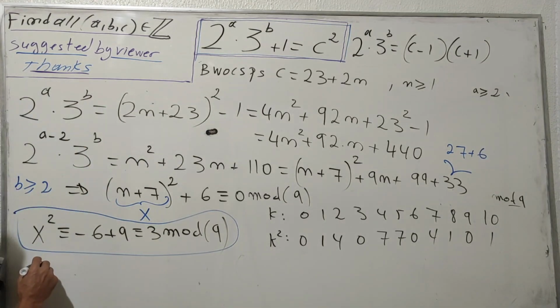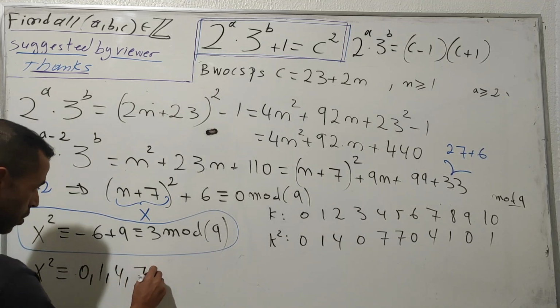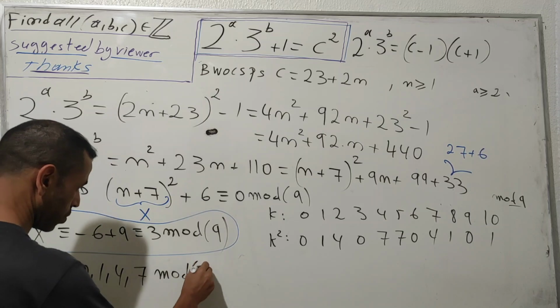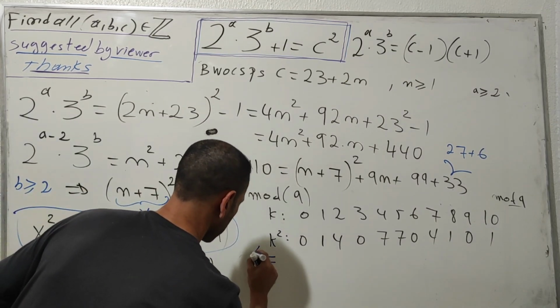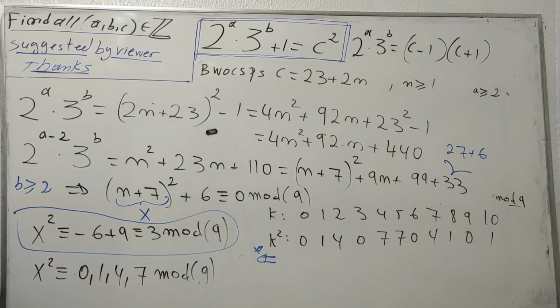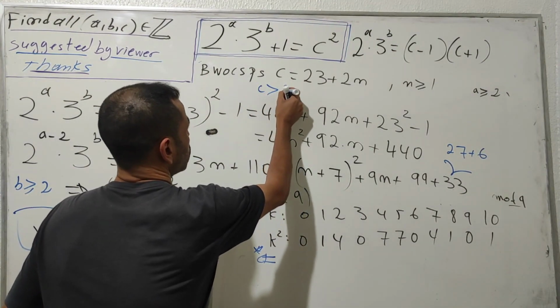So we find here that the perfect square x squared is always congruent to 0, 1, 4, or 7 mod 9. Since we have an absence of the number 3 as a remainder, it's a contradiction, which means we have no solutions when C is strictly greater than 23.